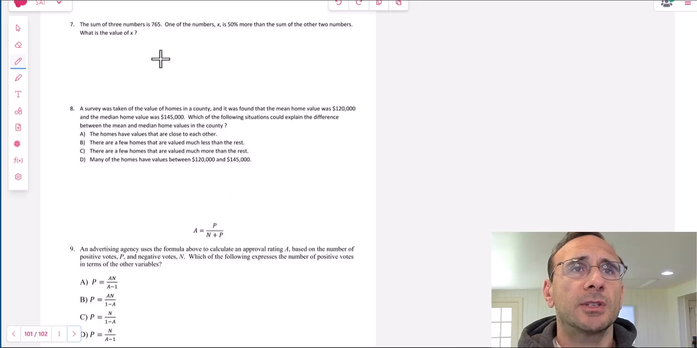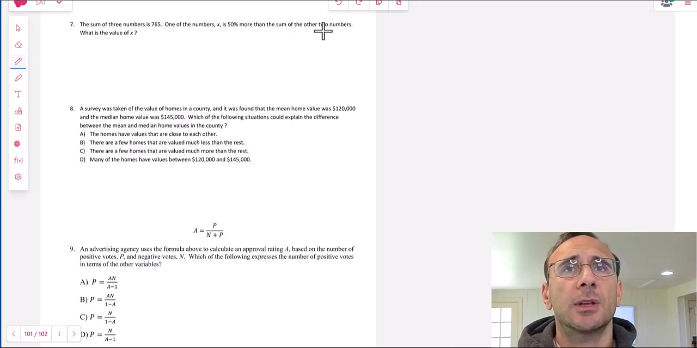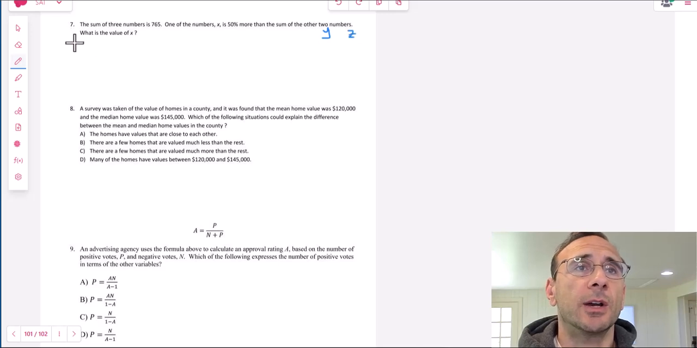The sum of three numbers is 765. One number is 50% more than the sum of the other two. What's the value of x? So let's let the other two be y and z. We'll do the easy equation first. We know x plus y plus z equals 765.